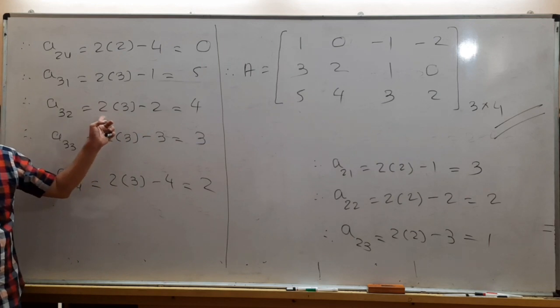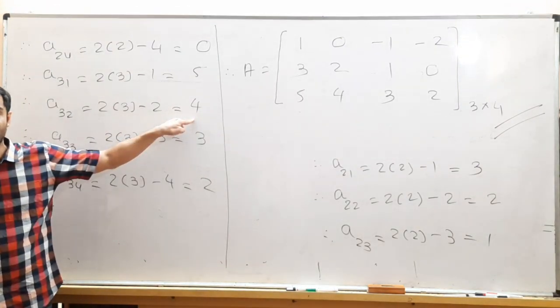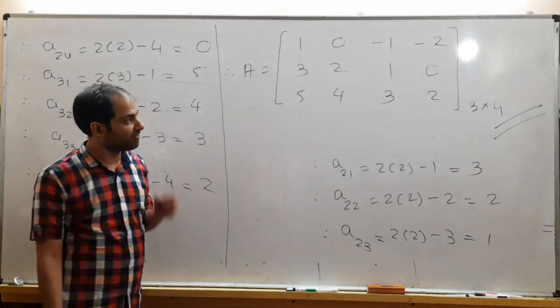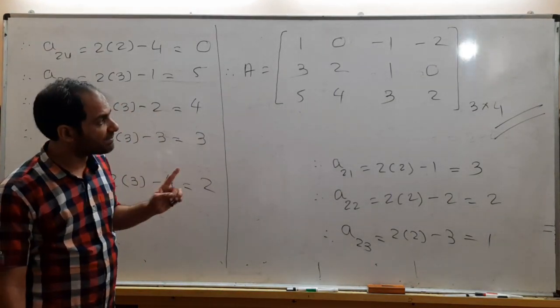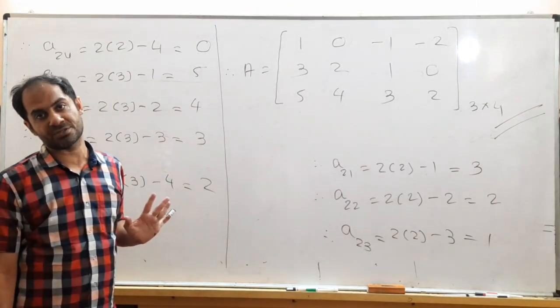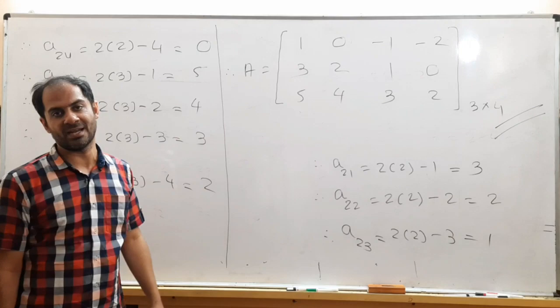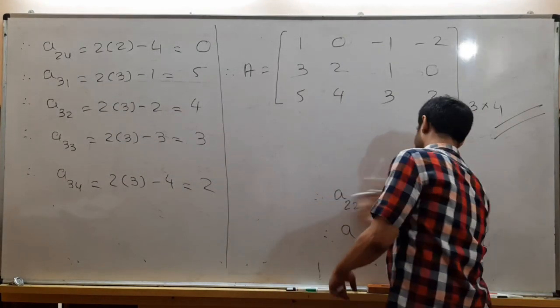Here I made a mistake. While calculating A32, 2 into 3, 6. 6 minus 2, instead of writing 4, I wrote 8. What did I do? I added. That's a mistake which happened in the flow. So you need to be very careful, because this chapter involves only calculations. If your calculations go wrong, only one element is wrong, but the final answer is wrong. Okay. Sorry for the mistake which happened.